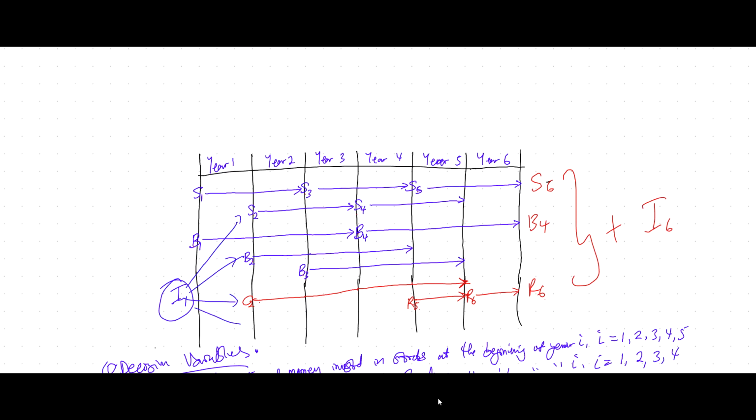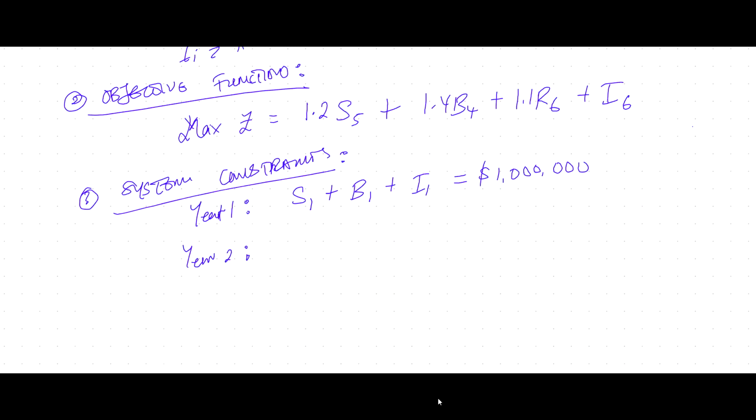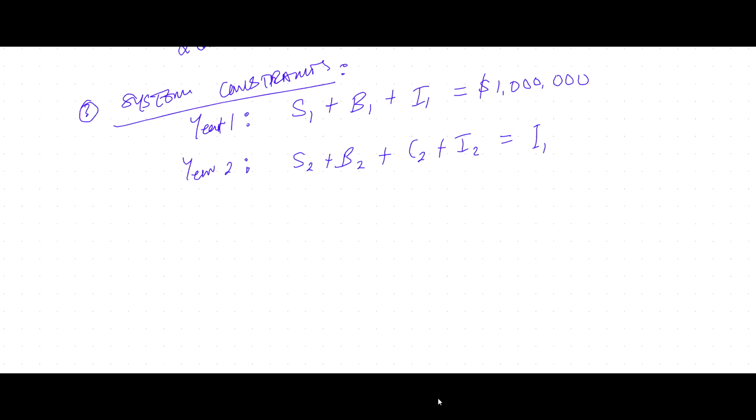So when you come here, I2 will be made up of S2 plus B2 plus C2 plus I2, and this is equal to I1. It's equal to I1.